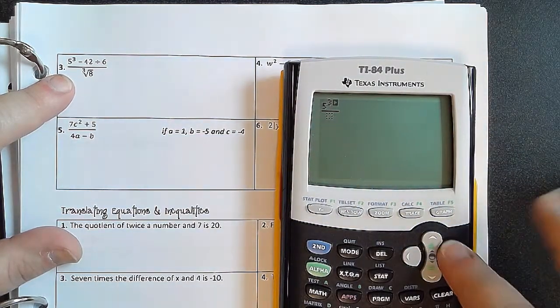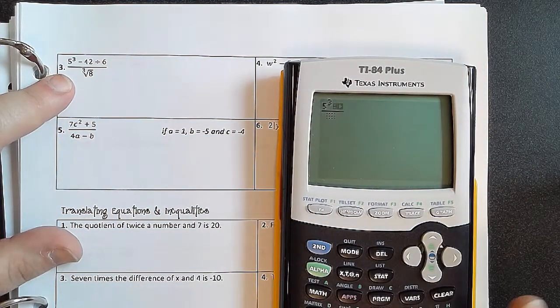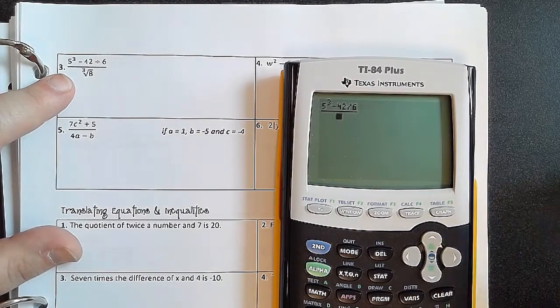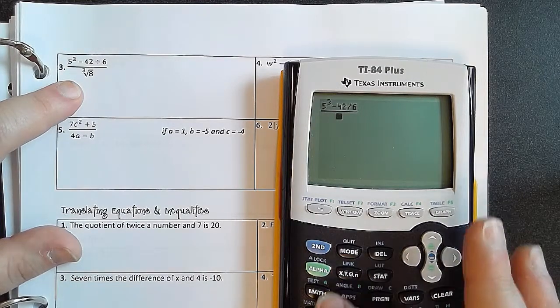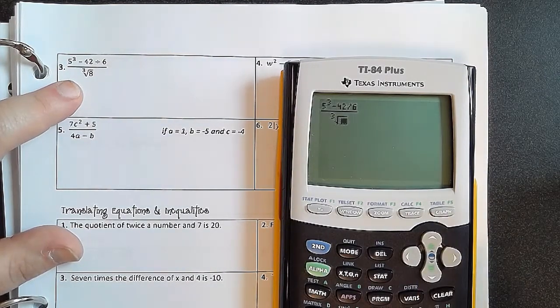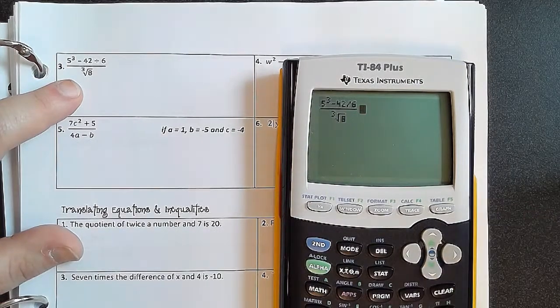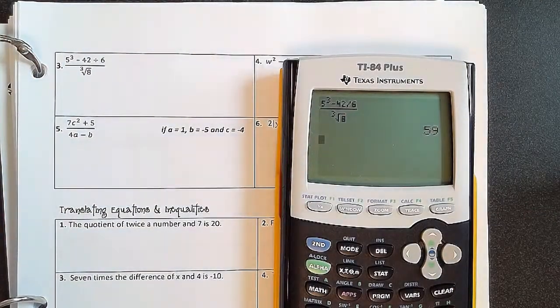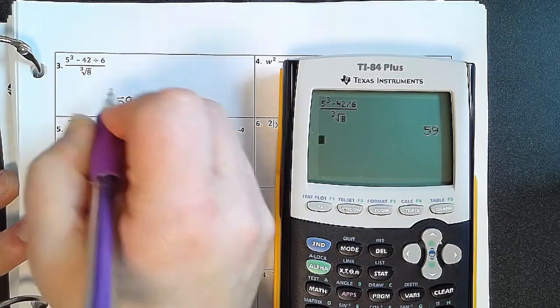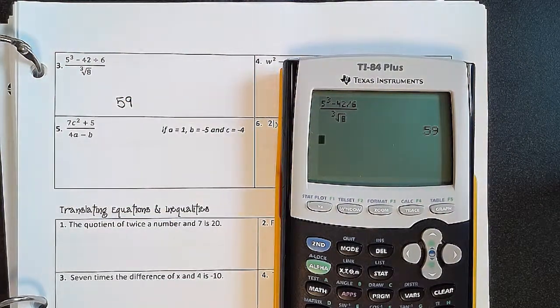So I need to arrow over, and I'm going to subtract 42 and divide it by 6, right? Then on the bottom, I'm going to put the cube root. So again, cube root of 8, and then I arrow over again. And I should get 59. Okay, now yes, you can break this up, but your calculator is a wonderful tool, especially if you enter everything correctly. It makes a huge difference.